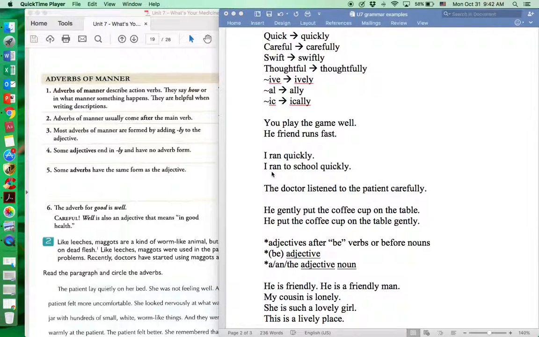Going to cover adverbs of manner. First of all, adverbs are usually formed by adding ly to an adjective form of a word, like quick turns into quickly, careful, carefully, swift, swiftly, etc.